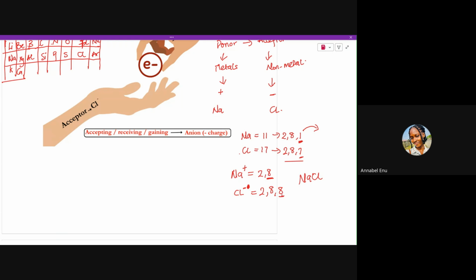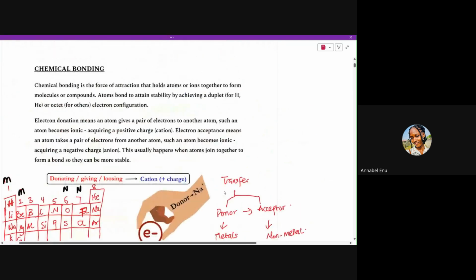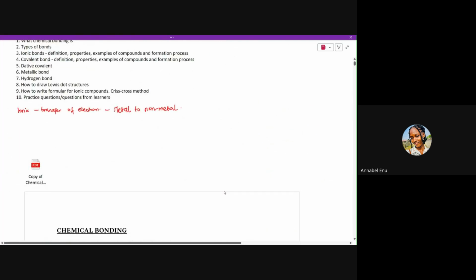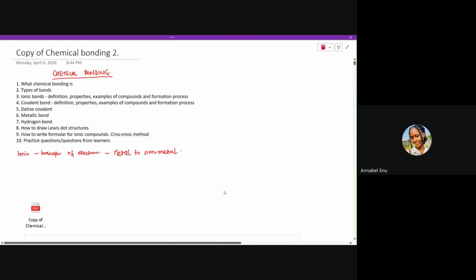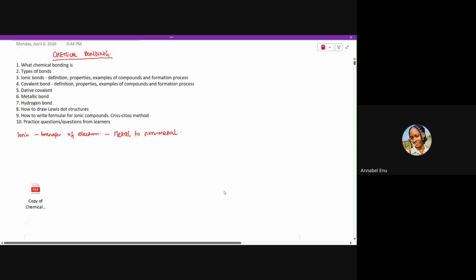What has happened here is that sodium transferred one electron to chlorine, making chlorine 7 turn to 8, and sodium no longer has this one. So that transfer of electron to make two elements completely filled is what ionic bonding is all about. And it's from metal to non-metal. So we have achieved the definition and example of ionic bonding.